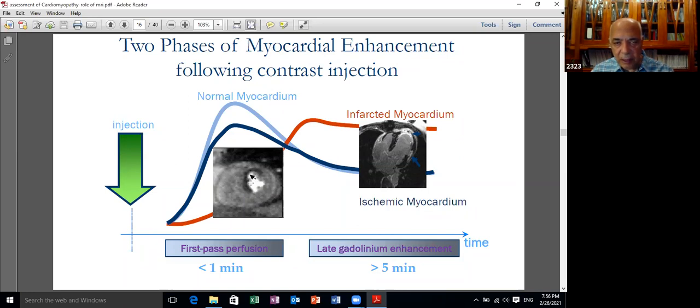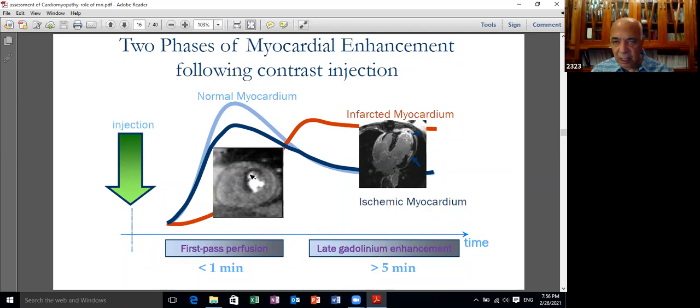Now we let this go for about 5 to 10 minutes and take another picture, and this will show you what we call a late gadolinium enhancement. Because this area of ischemia, if there is any evidence of fibrosis because it's long-standing, or myocardial infarction because it's recent, then the space between the cells is widened, and so the washout of gadolinium is delayed and it stays in this area.